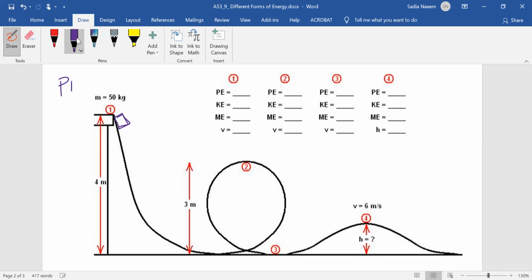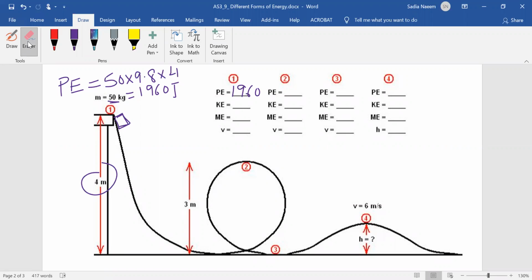At the position 1, PE is, remember the formula is mgh. G is always 9.8. M is 50, it's given here. So 50 times 9.8 times the height is 4. That gives us 1,960 joules. So let's fill that out. 1,960 joules. I'm not going to write joules here, I'd be cramming too much stuff in there.